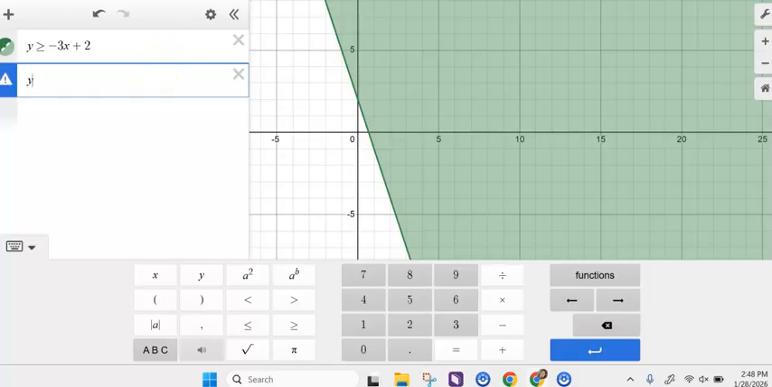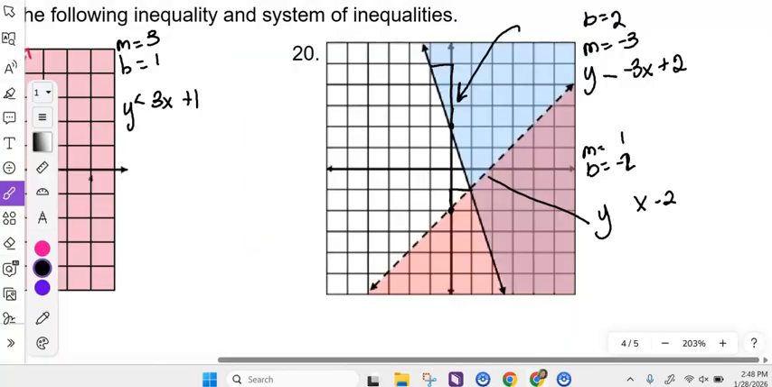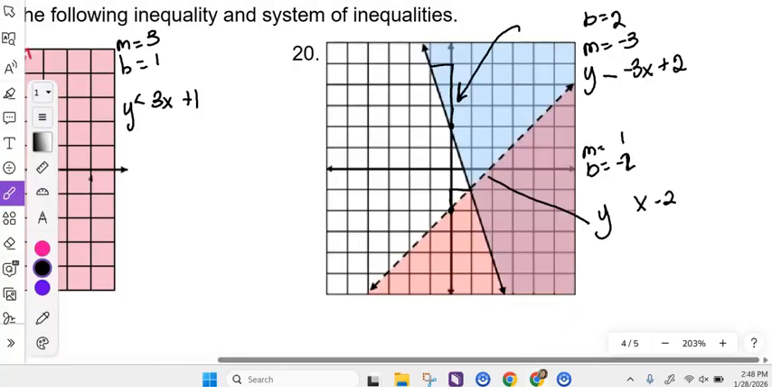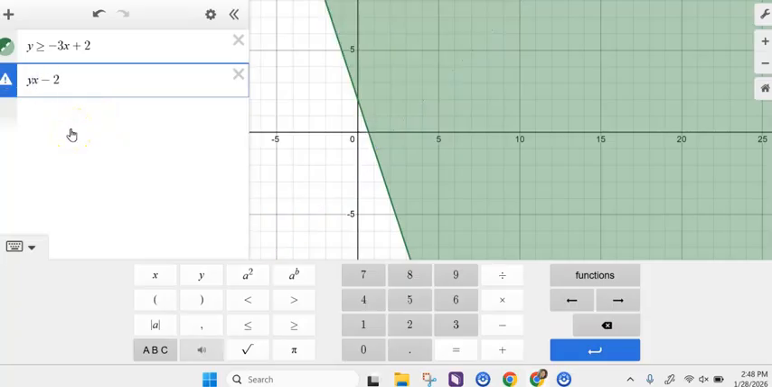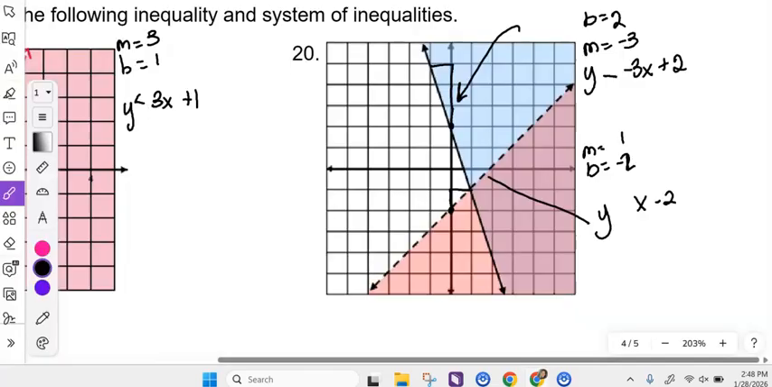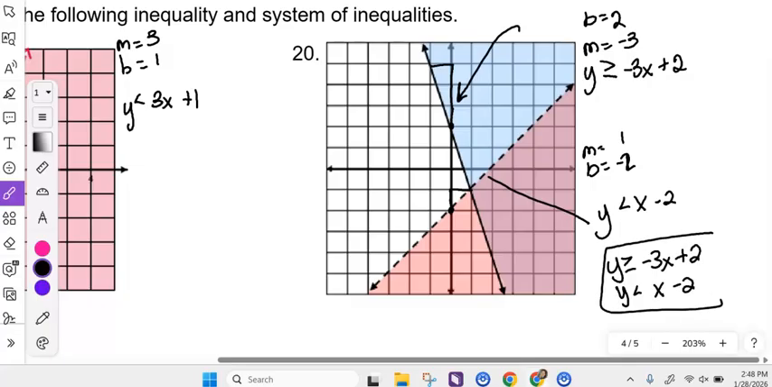Y is greater than x minus, was it 2 or 3? 2. That does not look like our graph, so I know it's not that. So I'm going to change this one to less than, and as you can see, it looks identical. So I'm just going to make sure these are the same. So that's like this. So my system is y is greater than or equal to -3x plus 2, y is less than x minus 2.